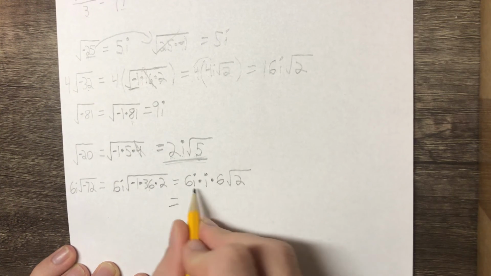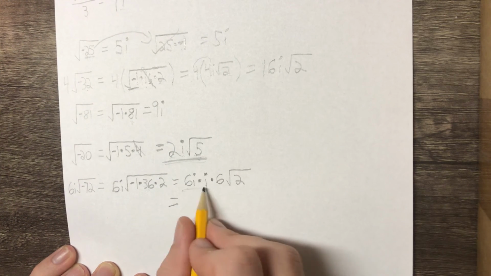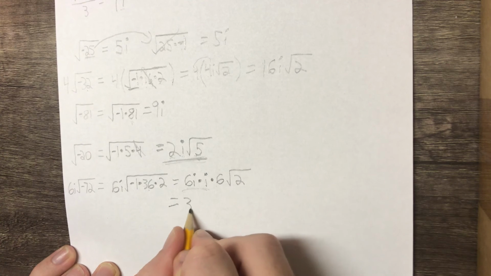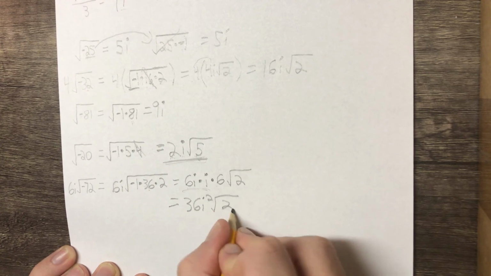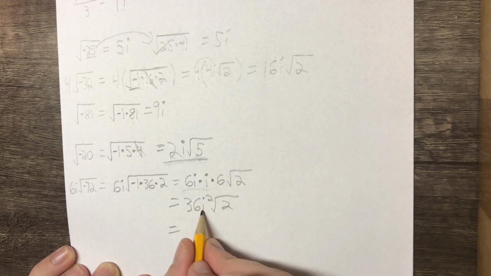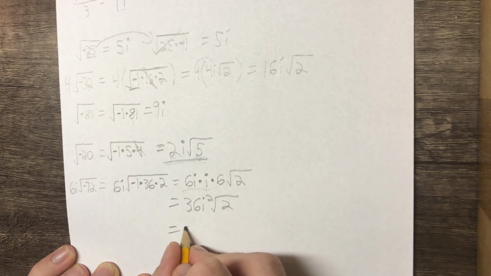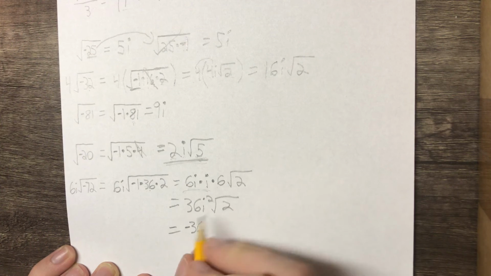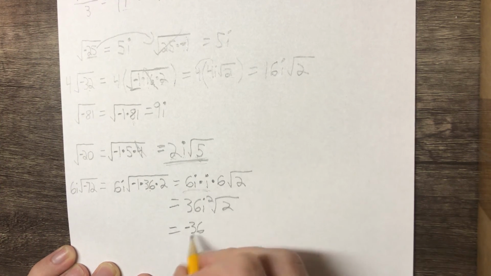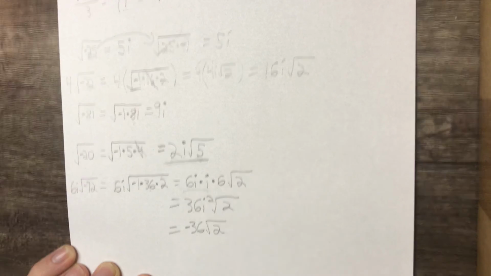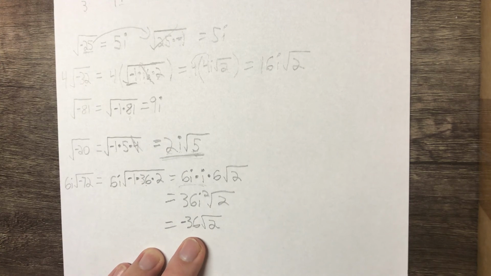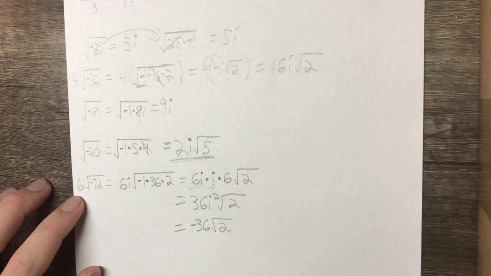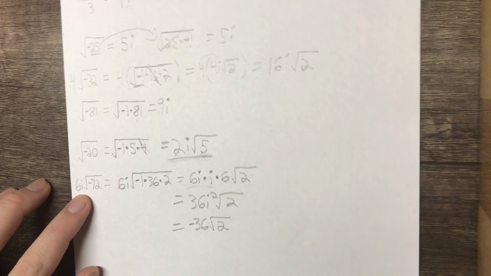So this is going to equal 6I squared times 6. So this is 36I squared root 2. Now remember, I squared is negative 1. So we have negative 36, because negative 1 times 36 is negative 36, root 2. And that is the simplest form of 6I times the square root of negative 72.